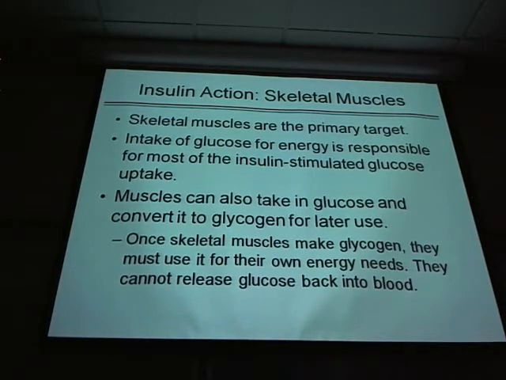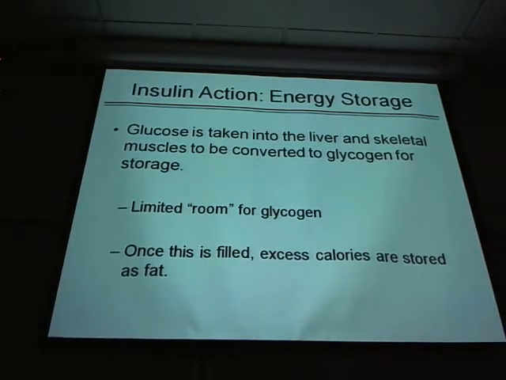But doesn't the liver make glycogen too? Yes, and the liver can release it into the blood. Okay. Glucose taken into the liver and skeletal muscles is converted into glycogen for storage. Limited room. Once that's filled, the excess is stored as fat. Why don't we just store it as glucose? Because fat holds more energy than glucose does.